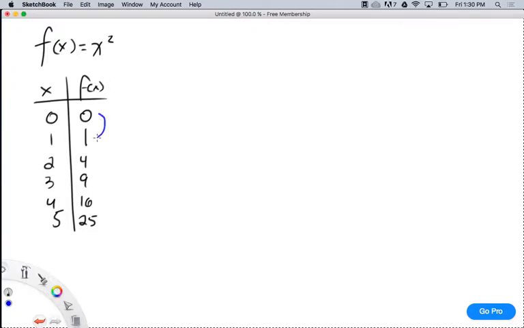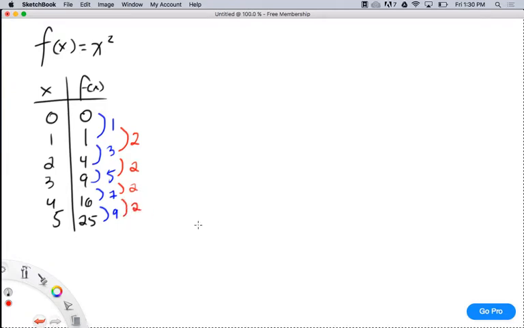Well, the difference between this one, 1 minus 0 is 1, 4 minus 1 is 3, 9 minus 4 is 5, 16 minus 9 is 7, 25 minus 16 is 9. But wait a second. Do you guys see the pattern? The first difference is not constant, but what about the second difference? 3 minus 1 is 2, 5 minus 3 is 2, 7 minus 5 is 2, and 9 minus 7 is 2. Oh, that's pretty cool. So the first difference isn't constant, but for a quadratic function, the second difference is constant. You see that? That's pretty cool.